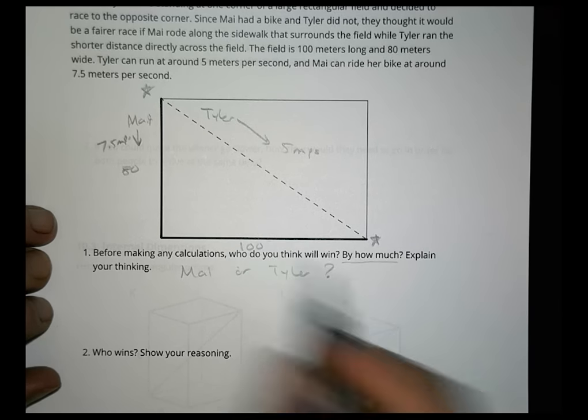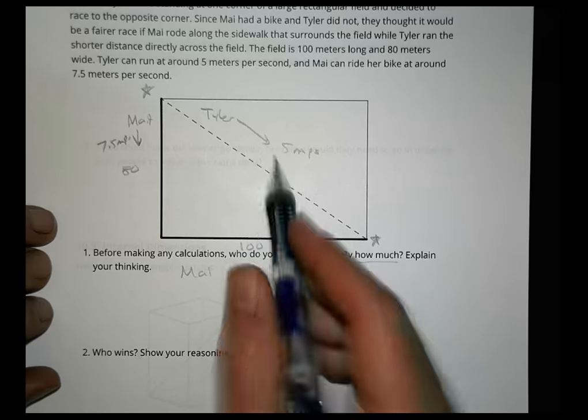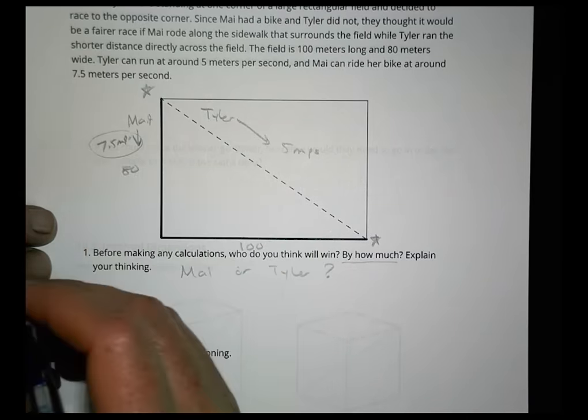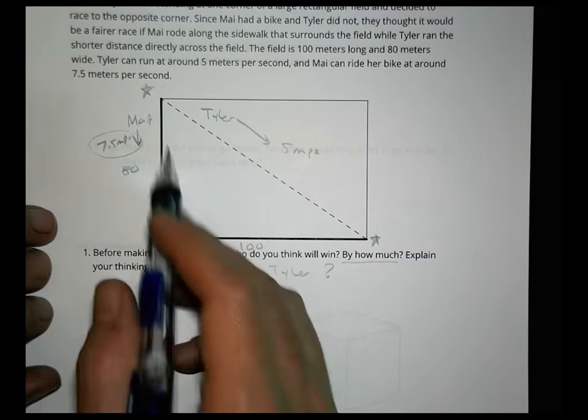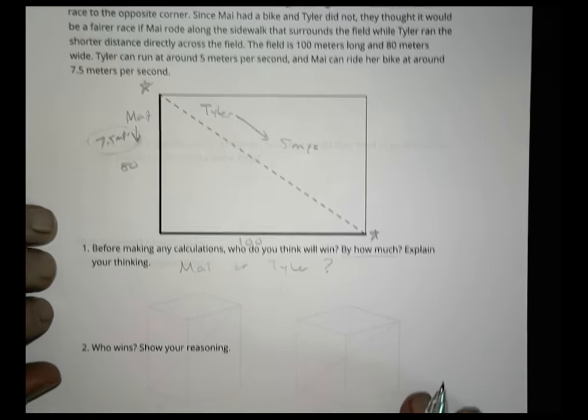Okay, May is going to have to go a total of 180 meters. We know that much, but we don't know Tyler. We also know May is going to go faster, 7.5, than Tyler, so maybe that extra speed will help her cover the little extra ground. Not sure quite yet, but let's take a look.